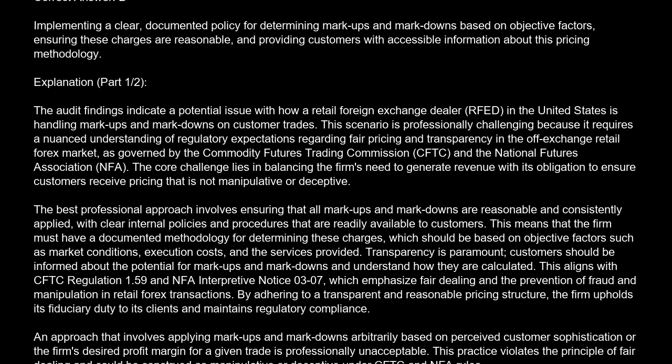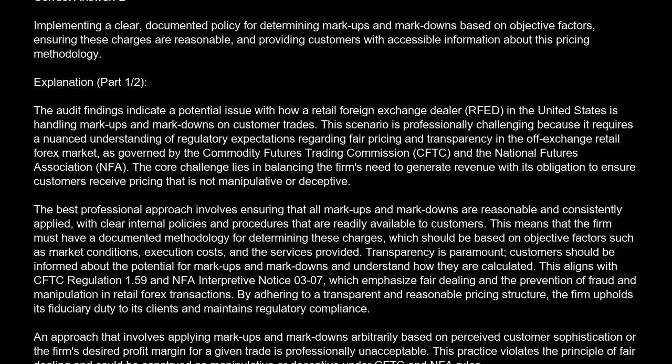Explanation. The audit findings indicate a potential issue with how a retail foreign exchange dealer, RFED, in the United States is handling markups and markdowns on customer trades. This scenario is professionally challenging because it requires a nuanced understanding of regulatory expectations regarding fair pricing and transparency in the off-exchange retail Forex market, as governed by the Commodity Futures Trading Commission, CFTC, and the National Futures Association, NFA.